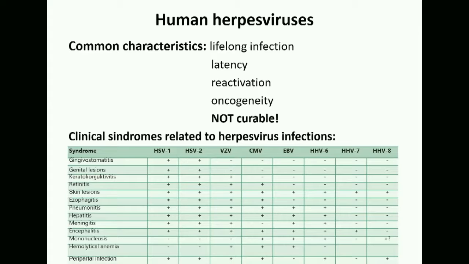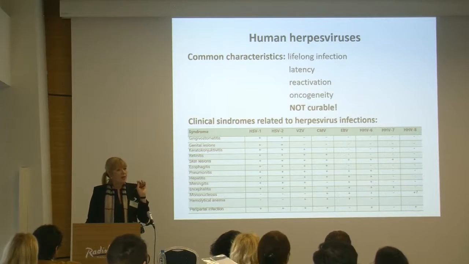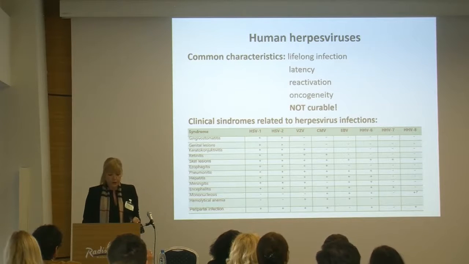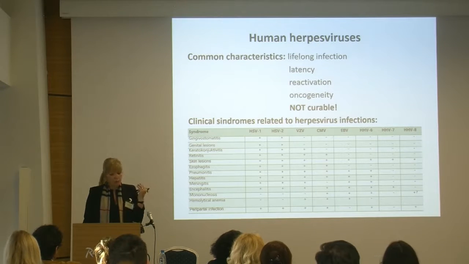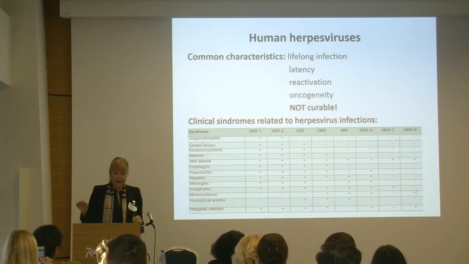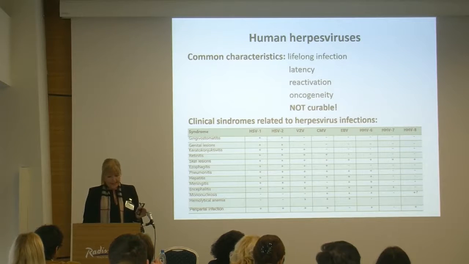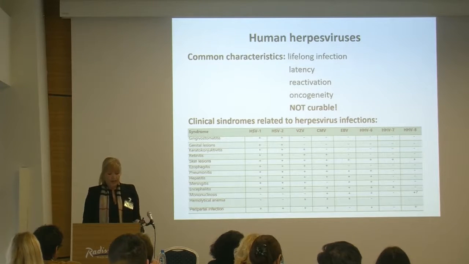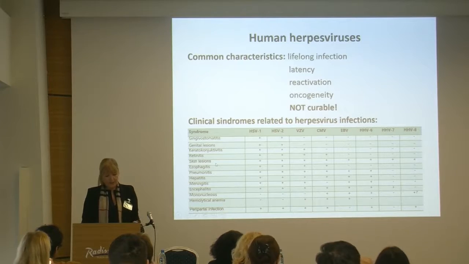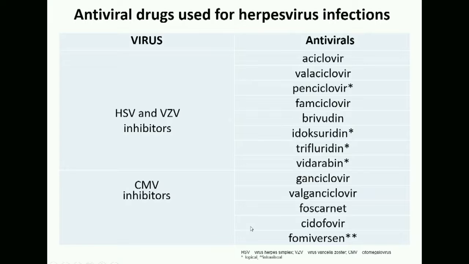So let's first start with human herpes viruses. Very, very widespread, as you know, more than 100 of them being around in nature. However, 8 of them cause infection in humans. The general characteristic of all of them: lifelong infections, so you cannot get rid of them once you are infected, latency, reactivation, even oncogenicity, and not curable. So there are several clinical syndromes related to herpes virus infection. As you know, I won't get into that in detail.